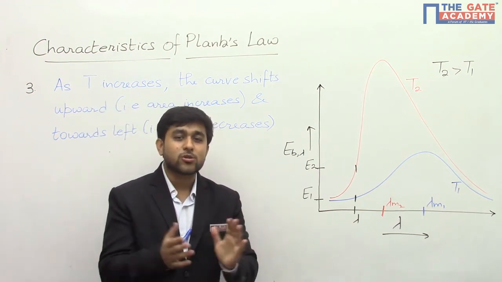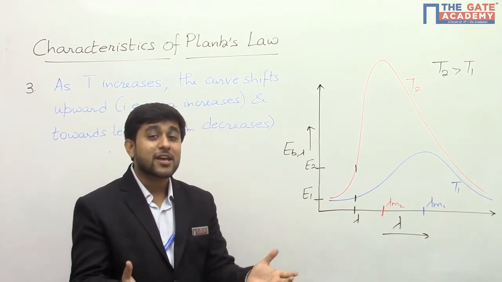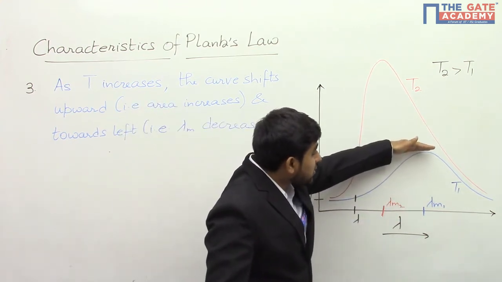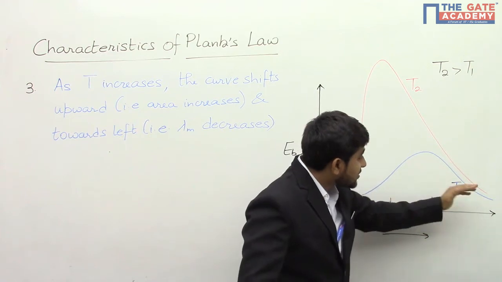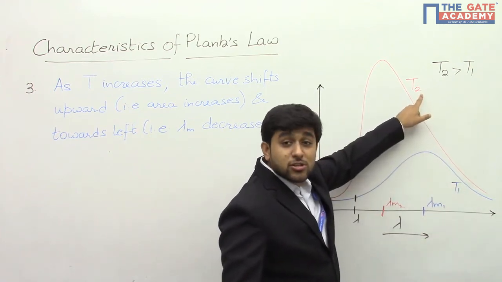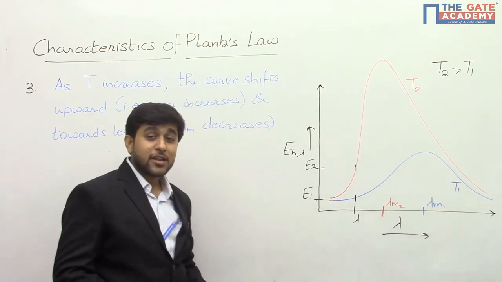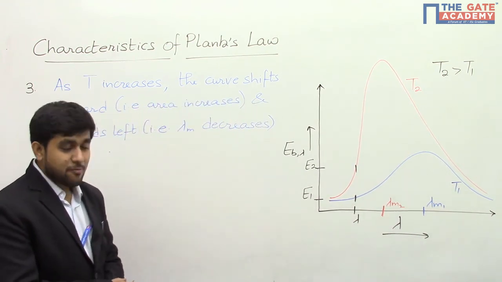Now if monochromatic emissive power for each wavelength is increasing, the total emissive power will also increase. But what is total emissive power? Total emissive power is the area under the curve, right? So if initially the temperature is T1, the area is this much, but when the temperature is T2, which is higher, the area is this. So the area has increased, representing the increase in total emissive power.